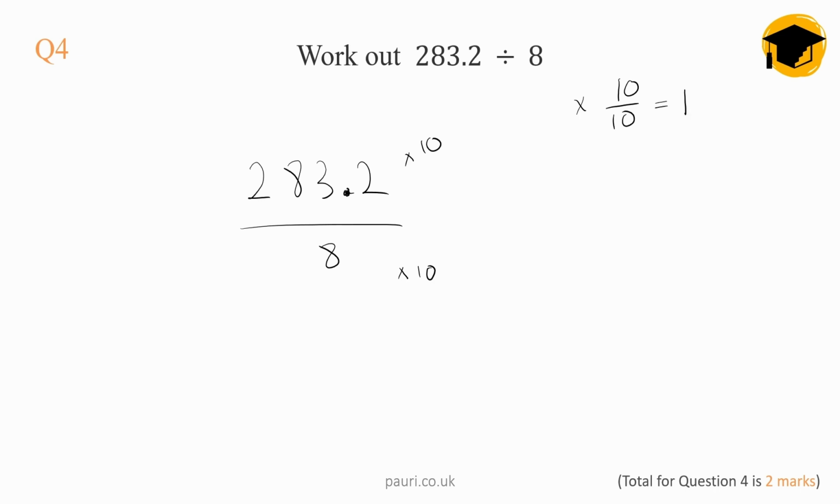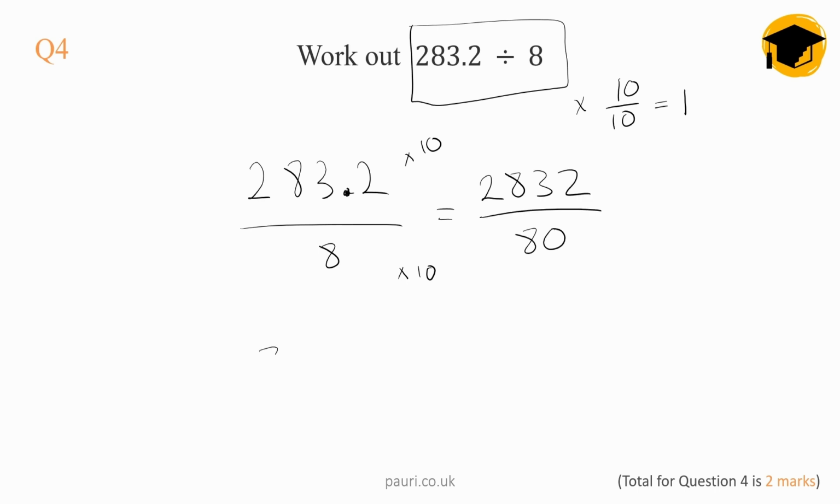So let's think about that for a second. If we've got 10 cake pieces and we're sharing them between 10 people, that means each person gets 1 piece of cake. So that means we're not changing this question that we've got. We're keeping it the same. We are only changing how the numbers are presented. Our top number becomes 2,832. Our bottom number becomes 80. Let's do our division method on that.